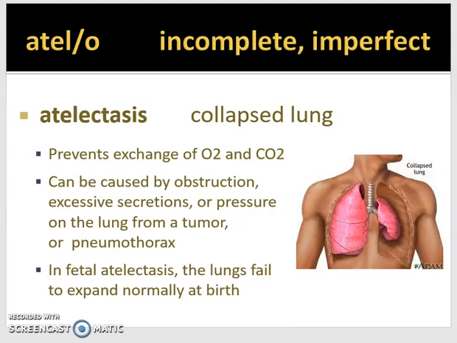Pneumothorax can lead to a complete collapsed lung. So atelo is a combining form that means incomplete or imperfect, and it refers directly in this slide to atelectasis, which is a completely collapsed lung. Now we have no exchange of O2 and CO2. It could be an obstruction, excessive secretions in the pleural cavity, pressure on the lung from a tumor, pneumothorax, hemothorax. You could have blood in that area. All kinds of reasons that this atelectasis might happen.